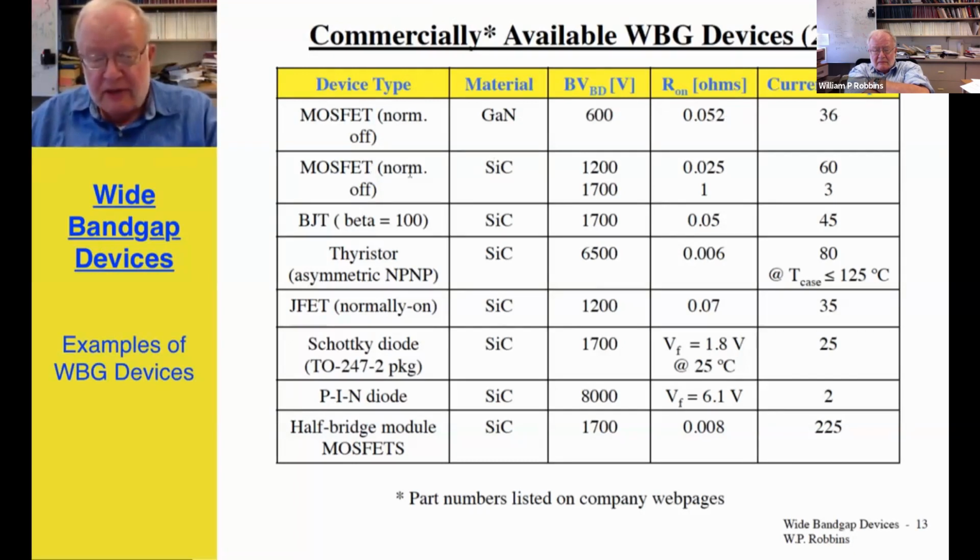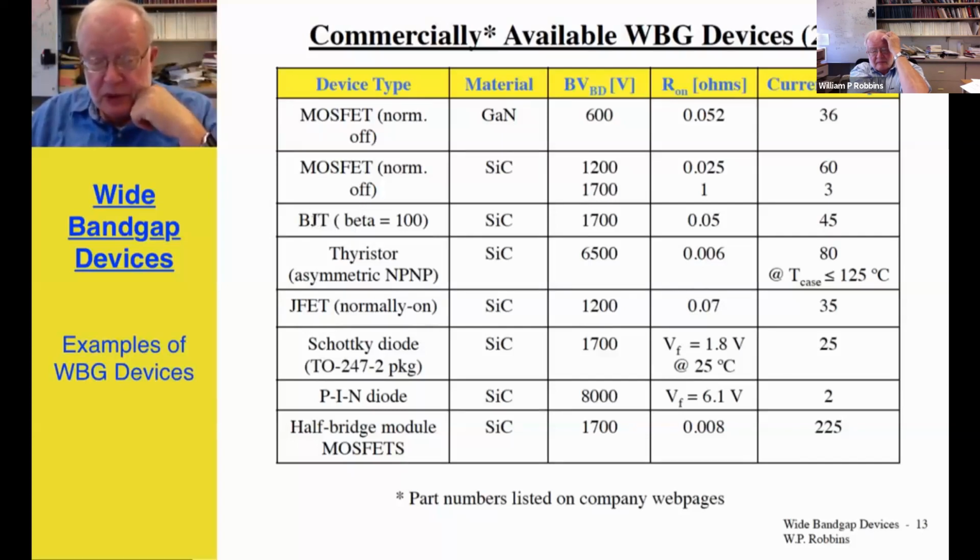Another MOSFET, this time silicon carbide, up to 1700 volts was available, had an on-state resistance of 1 ohm and 3 amp capability; at 1200 volts, 25 milliohms on-state resistance, 60 amp capability. And you can perhaps read the rest of the chart.